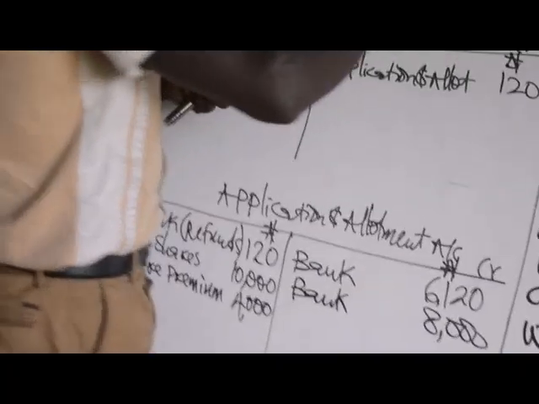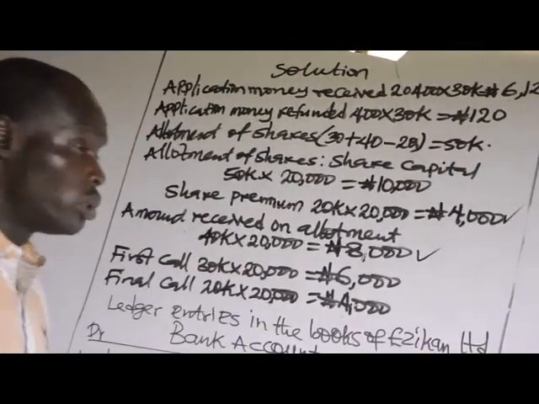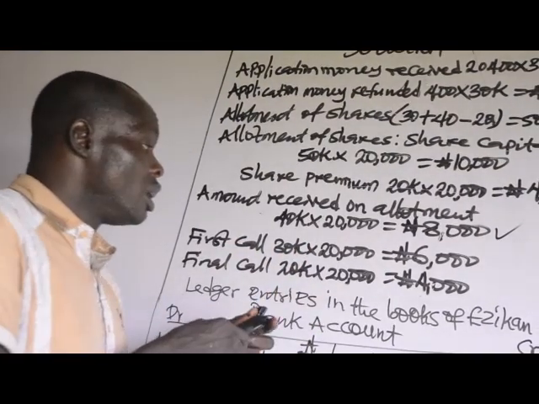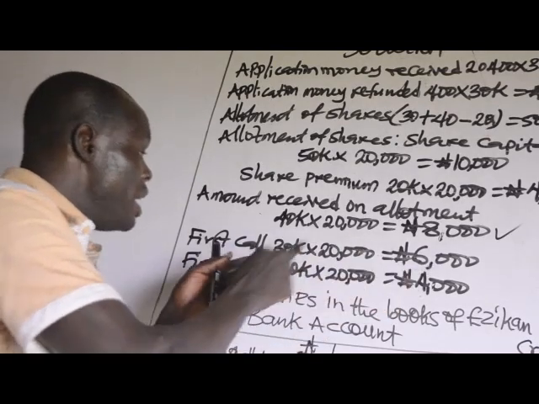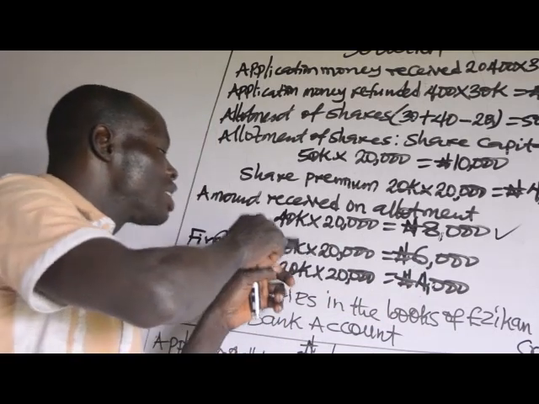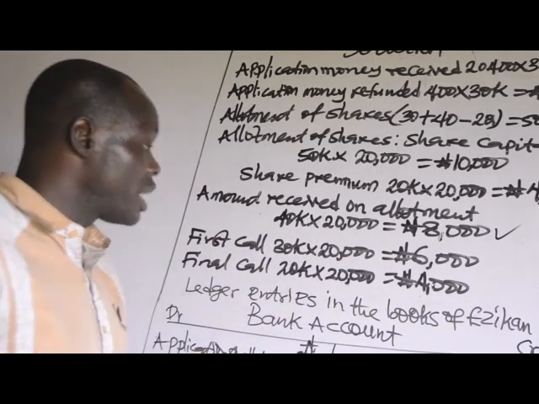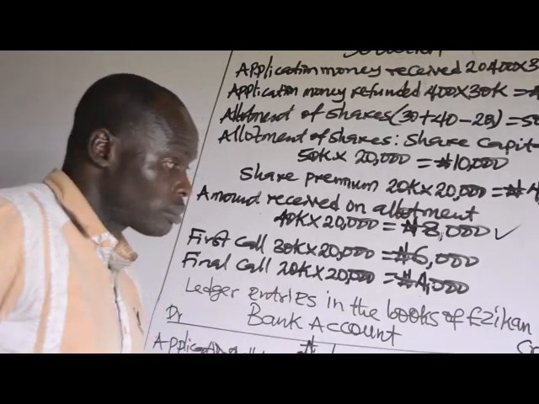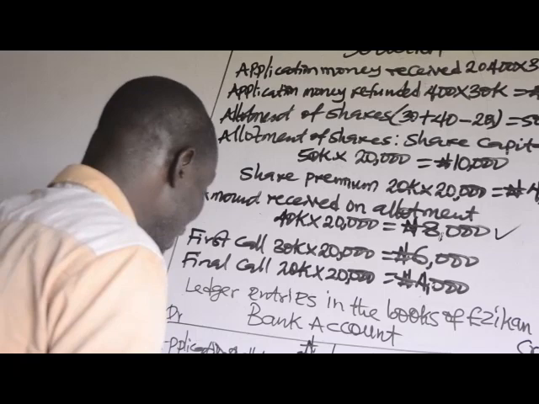Having done with the application and allotment, since these shares were issued by installment, the company is going to make a call, and the call of 6,000 naira was made. The applicants were asked to pay the sum of 6,000 naira on the first call. Upon the first call, when the applicant pays 6,000, the company is receiving the 6,000. They will debit the bank account when that money is received and credit the first call.